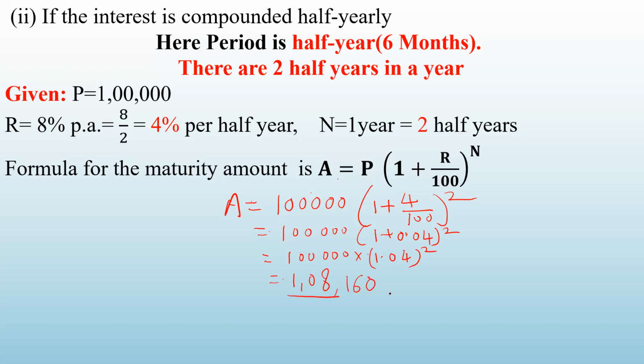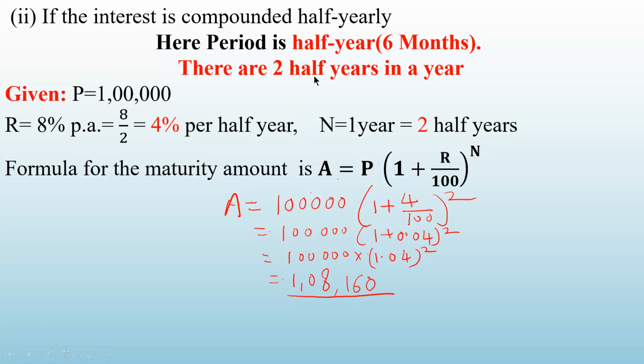Okay, so this much amount you will get when the interest is calculated half yearly. Here we converted the rate of interest from per annum to per half year by dividing it by 2. Also, we have converted the time period from 1 year to half years. In a year, there are 2 half-year periods, so 1 year is the same as 2 half years. So N is equal to 2, and we got the maturity amount as 1,08,160.